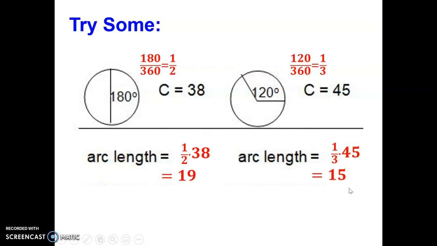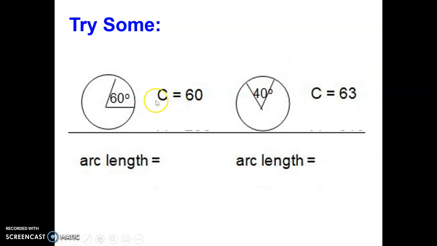Again, if you came up with that pretty quickly in your own head, fantastic, but let's keep approaching it by making this fraction. Next one, this one here. Circumference, 60. Central angle, 60 degrees. How long is this arc going to be? Again, 60 out of 360. We're saying what portion of the whole circle do we have? We have 60 out of the possible 360, which is 1/6. That makes sense, because 60 goes into 360 six times. So 1/6 of the whole circumference of 60 is 10.